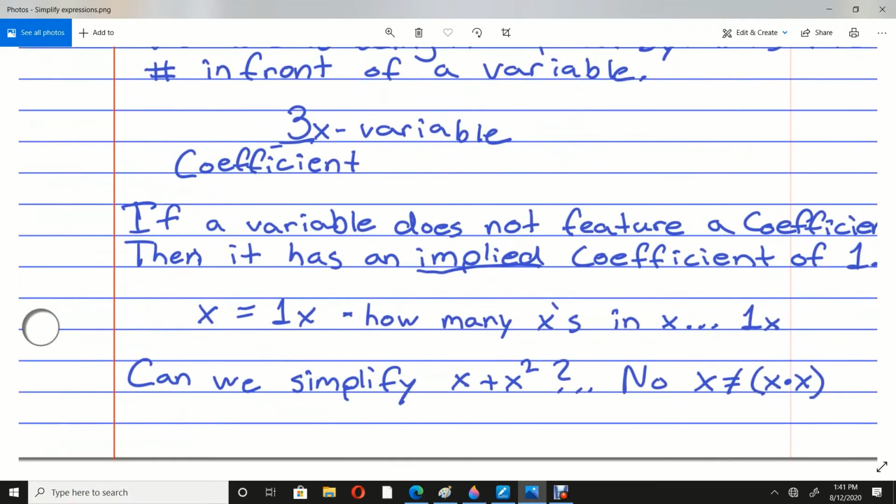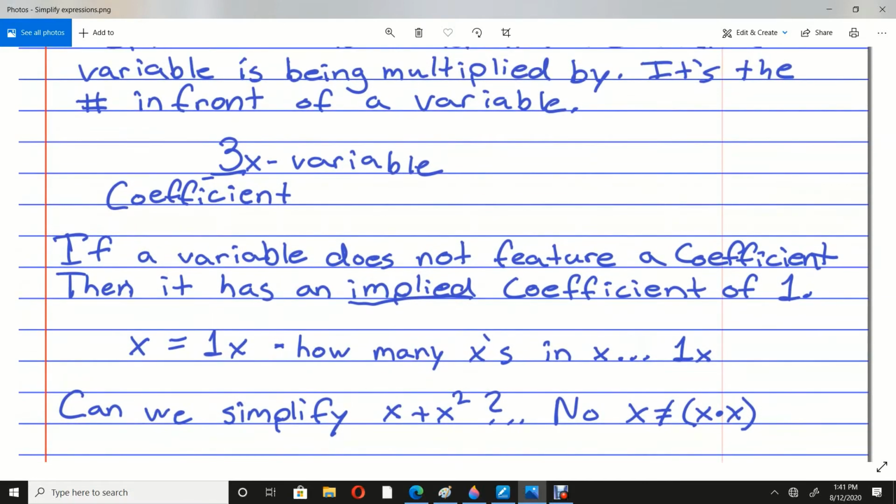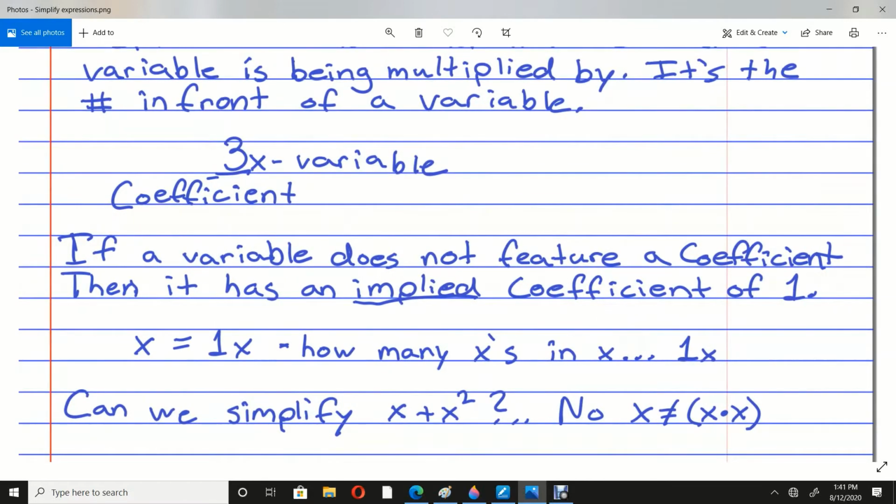And it's the last bit on this page. If a variable does not feature a coefficient, which that whole word is on the page, then it has an implied coefficient of 1. So x equals 1x. Remember, multiplying anything times 1 doesn't change its value. So x has a coefficient of 1. Just ask the question, how many x's are there in x? It's just 1x. It's a coefficient of 1.